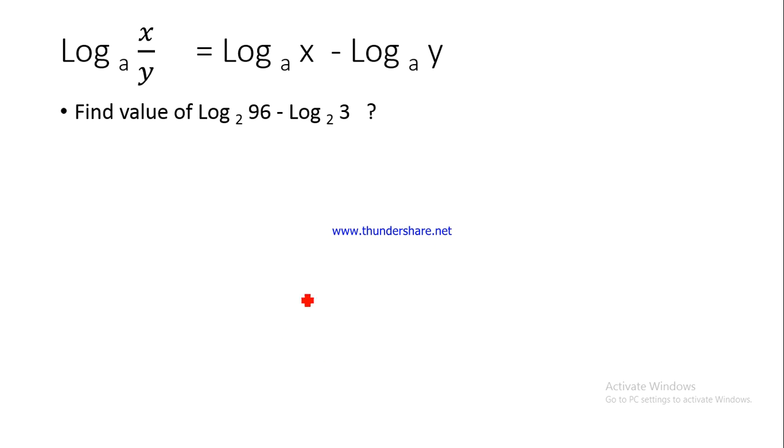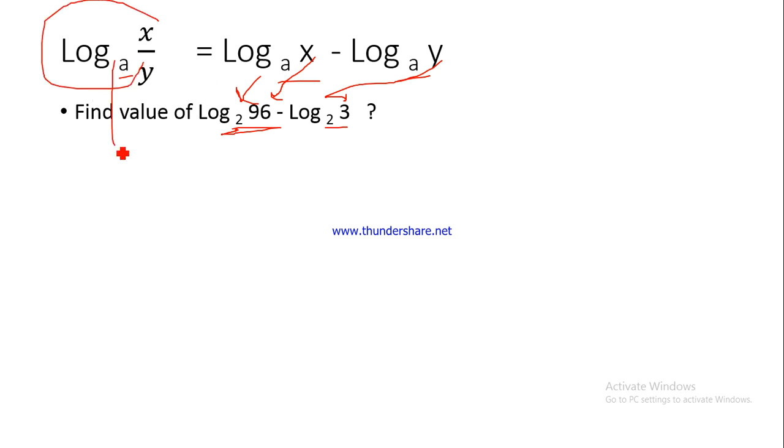The only thing that you need to remember and keep in your mind is that the base should be same here, and on the right hand side also. So find the value of, now this is very similar to this, a is 2, you see that x is 96 and y is 3, this is fine. So basically this is very much like this, so I can further shorten it into this particular form.